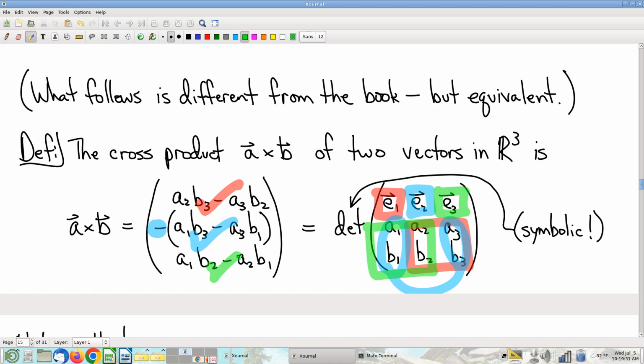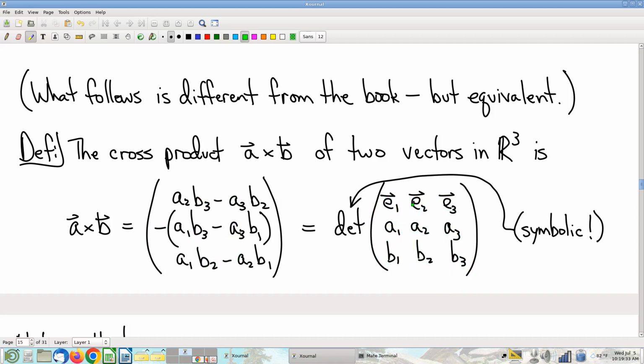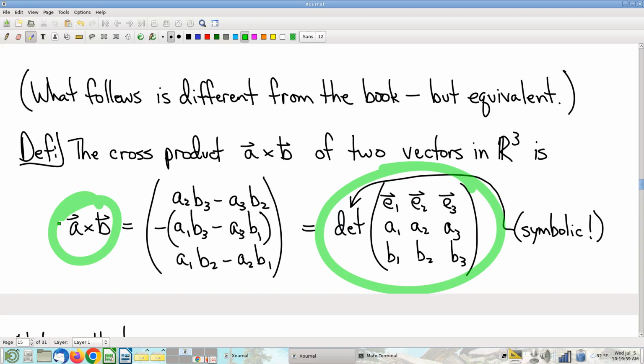So how convenient is that, this symbolic determinant will totally compute your cross products for you. You don't have to remember all the minuses and, wait a minute, is it sub 2 times sub 3 minus sub 3 times sub, which way does it go? It's easy to get that all backwards and messed up.